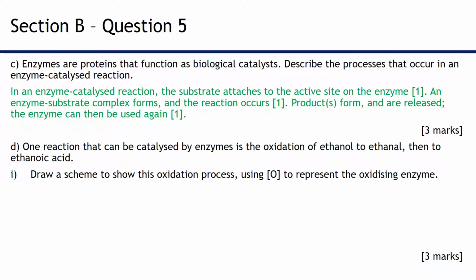And then in D, you're told that one reaction that can be catalyzed by enzymes is the oxidation of ethanol to ethanal, then to ethanoic acid, and you're asked to draw a scheme to show this oxidation process using an O in square brackets to represent the oxidizing enzyme. So this is worth 3 marks, and it should be relatively easy and straightforward to get all those 3 marks here. So all you have to do is show an alcohol, or show ethanol, oxidized to ethanal, then oxidized to ethanoic acid.